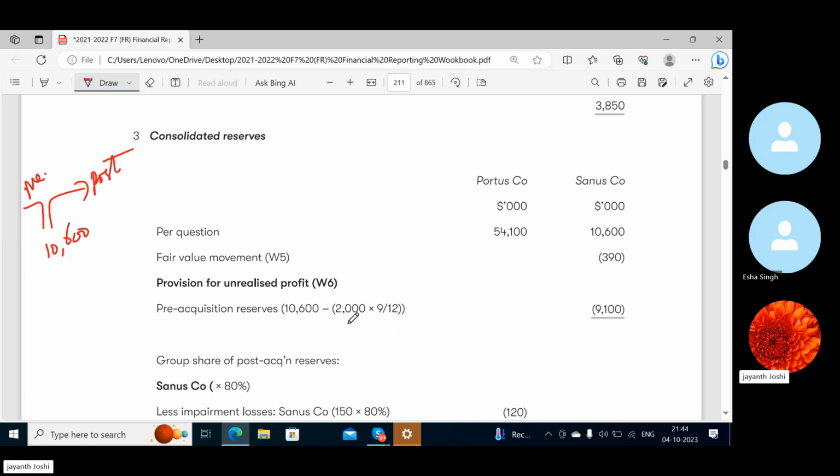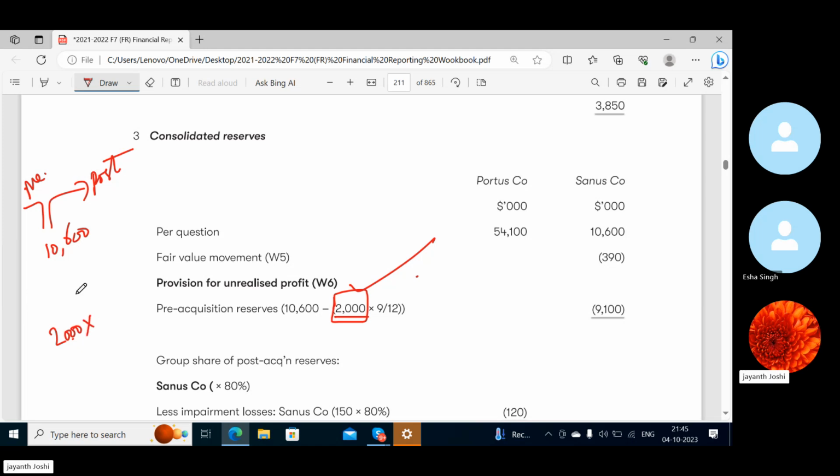Only they have mentioned about 2,000. That too, this is at the end of the year, it seems. Okay, this is at the end of the year. So this current year's profit may be 2,000 for the entire year. What matters to us is we will remove the post-acquisition profits and take only the pre-acquisition. Okay, so 2,000 is the profit for the entire year.